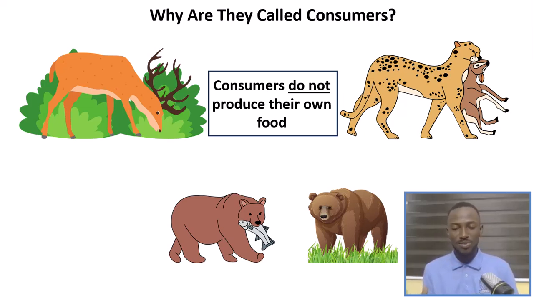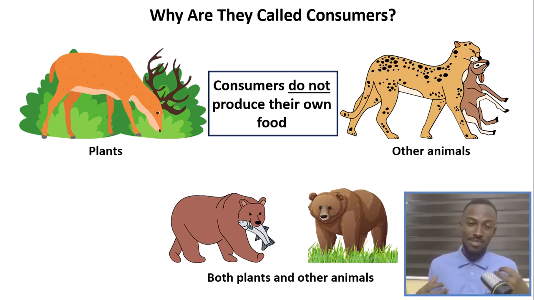The animals you see on the screen cannot produce their own food using carbon dioxide, water and sunlight. They can't do that. In order to get energy, they need to depend on other living things. Some consumers depend on only plants for their source of energy. Some depend on other animals or flesh or meat for their source of energy. And there are some other consumers, as for those ones, anything goes. Whether it's plant-based food or meat or flesh, they are cool.